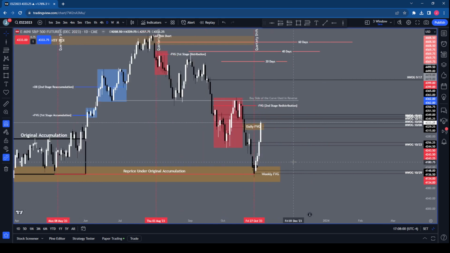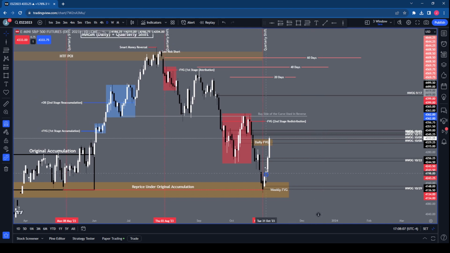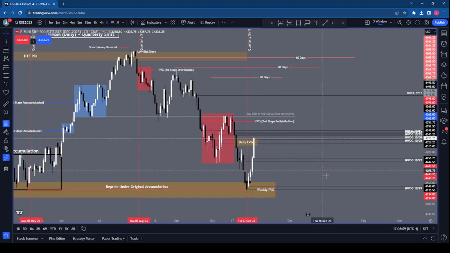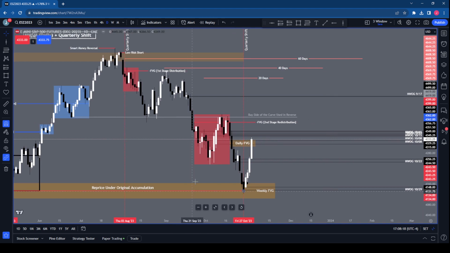But then you also have people talking about how the stock market usually rallies into the end of the year, and they call it the Santa Claus rally. Well, I think that lines up perfectly with ICT's interpretation of the algorithm, even though we don't trade fundamentals or sentiment.